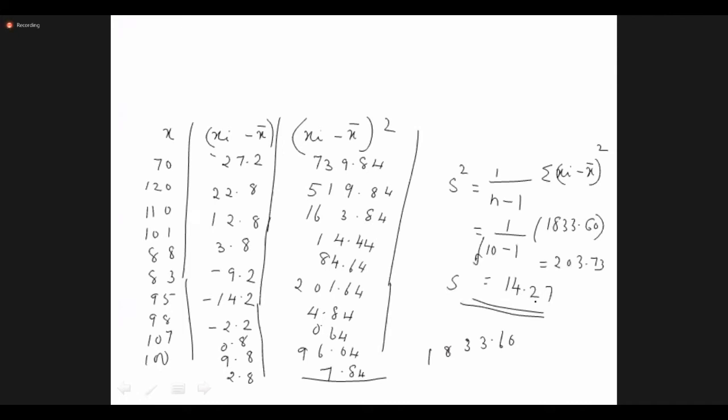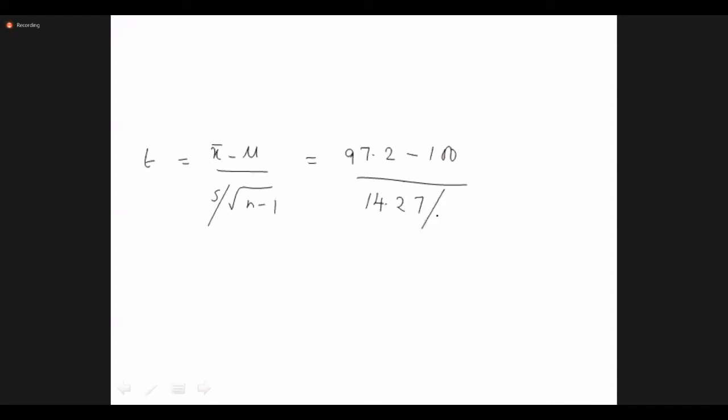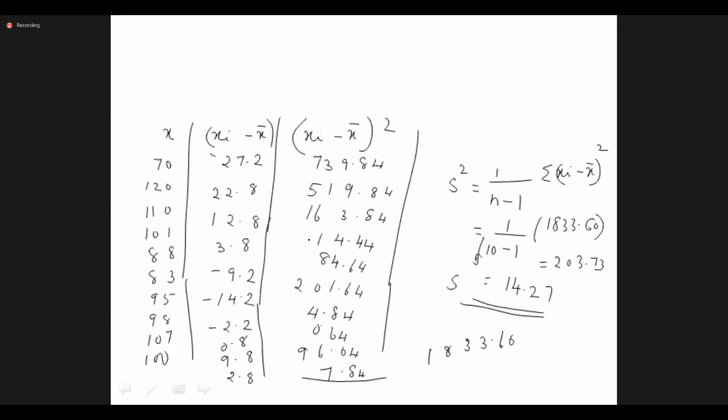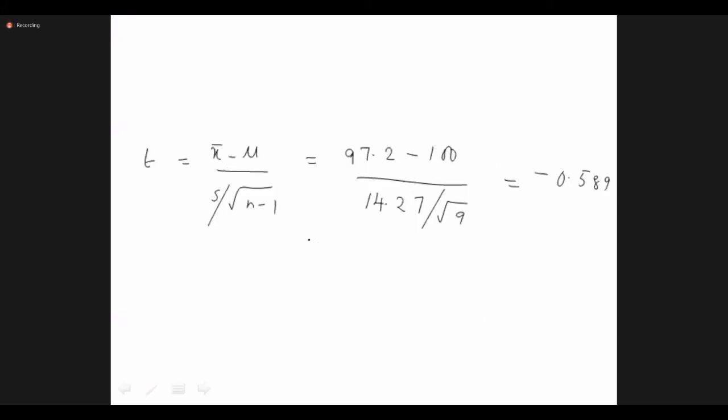We got the S value and the x bar value. Now we substitute: t is equal to x bar minus mu by S by root of n minus 1. The x bar value we found is 97.2, minus 100, divided by 14.27 divided by root 9, since 10 minus 1 is 9. It is coming approximately minus 0.589. You have to calculate. It is a not-equal-to test, so if mod t is greater than t alpha by 2, we reject the null hypothesis.